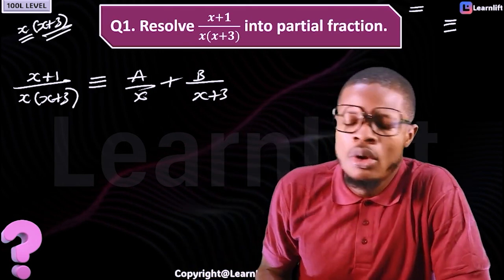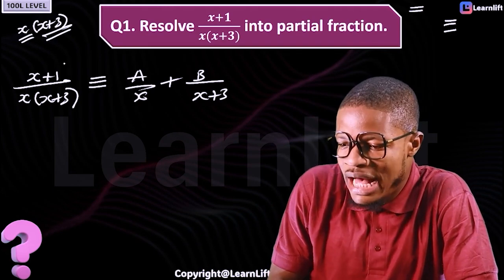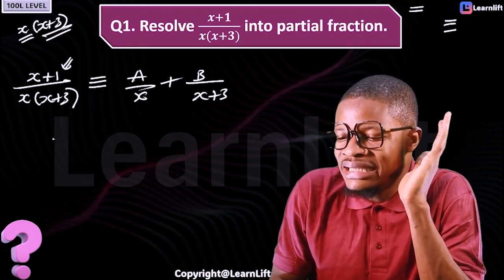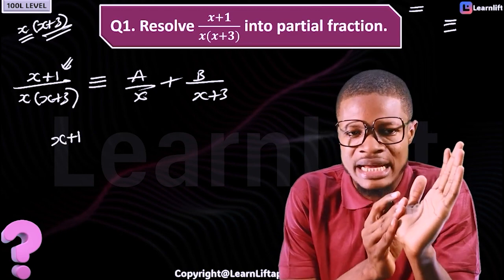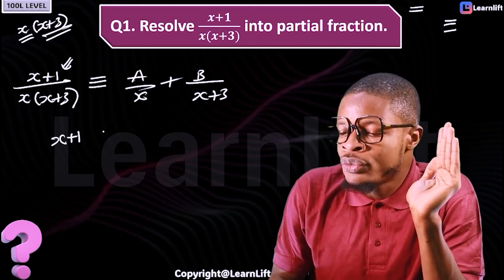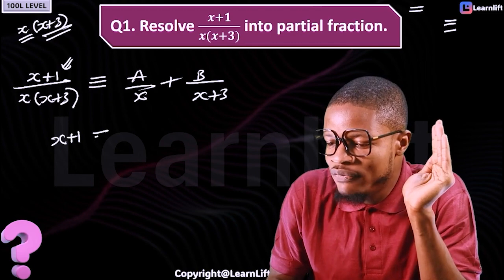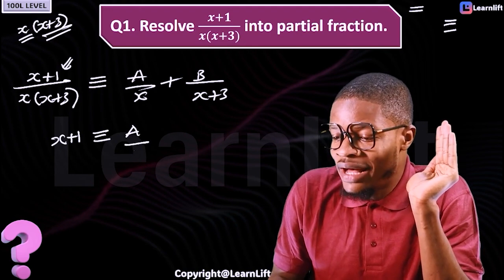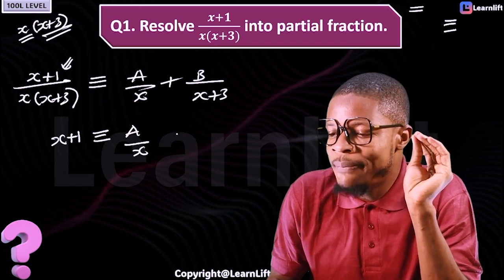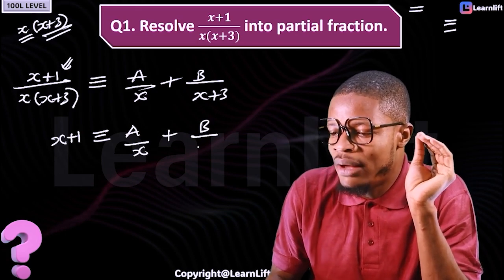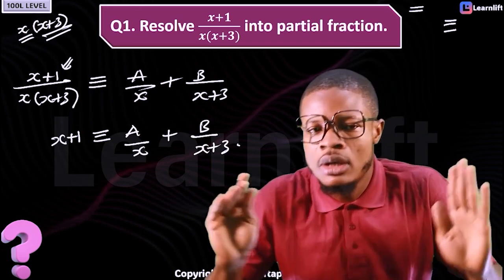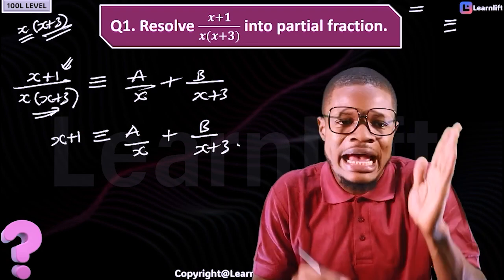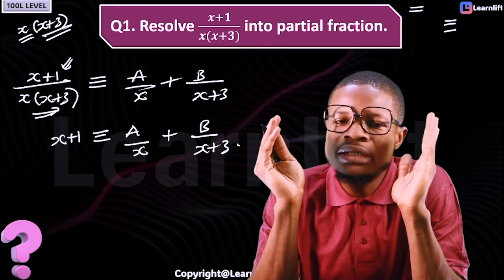Very fast. Now, what happens next? You see this numerator, have I touched the numerator? No, I have not touched the numerator. Carry the numerator now. That is x plus 1. If I carry the numerator, this now is equivalent to A all over x. Let me not jump steps. Let me go bit by bit. Plus B all over x plus 3. I did not touch this denominator anymore for this side here. I've left it. Now, what's the next thing to do?